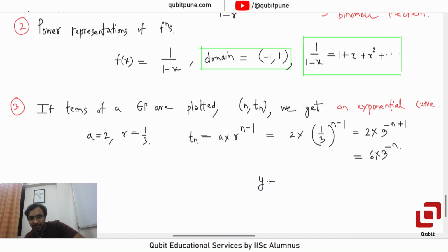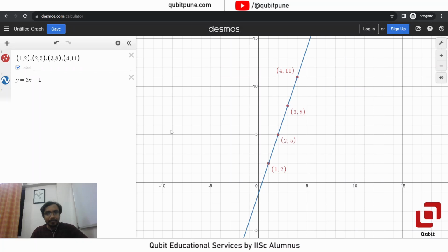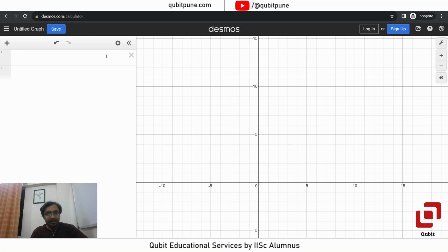If I take the function y as 6 into 3 raised to negative x as my function, then all the terms of our GP will lie on that particular exponential curve, 6 into 3 raised to negative x. Now let us see if that is indeed true.